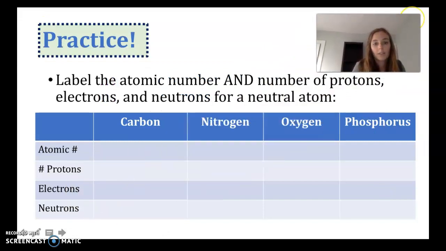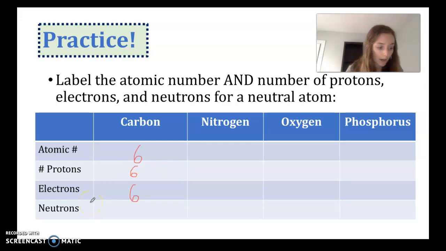Next, we are going to label the atomic number and the number of protons, electrons, and neutrons for a neutral atom. So if I were to go through this, I would find carbon on my periodic table of elements, so this will be your cheat sheet. I see that it has an atomic number of 6, which would mean it also has the same number of protons. Since I said these are neutral, it also has 6 electrons.